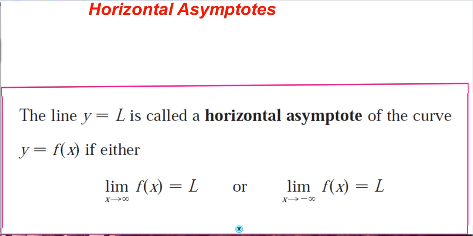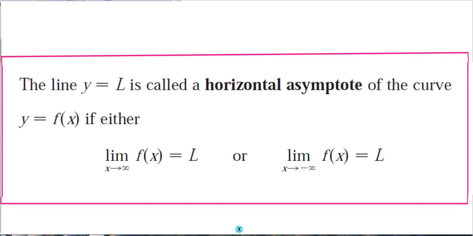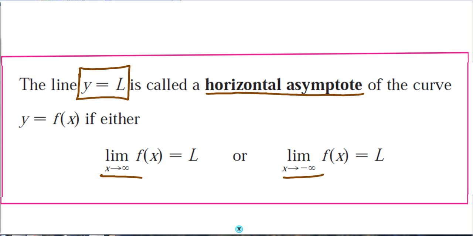Horizontal asymptotes. If you can find the limit as x approaches infinity of any function, then you just take y equal to that limit. It will be the horizontal asymptote of that function. And the limit as x approaches infinity equal L, or the limit as x approaches negative infinity equal L, either infinity or negative infinity. If it's equal to some value, then y equals that value is the horizontal asymptote.